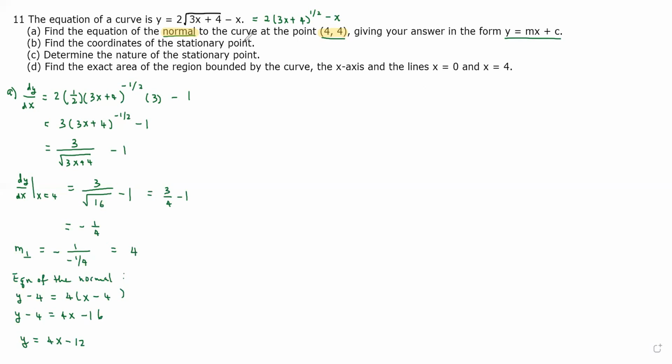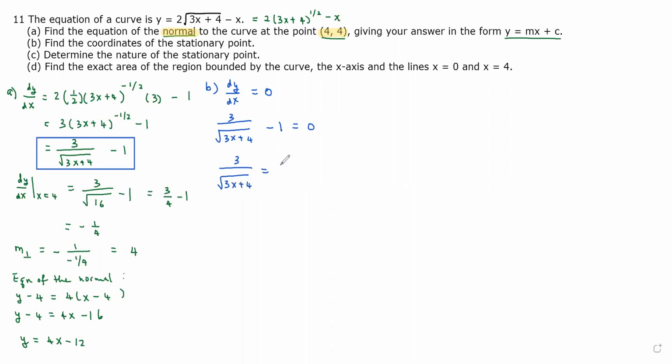Part B, we need to find the coordinates of the stationary point. At any stationary point, dy/dx is always 0. So we set dy/dx to 0, and we use this part here. This is dy/dx. We set that to 0: 3 over square root of 3x plus 4, minus 1, equals 0. Rearranging, 3 over square root of 3x plus 4 equals 1.